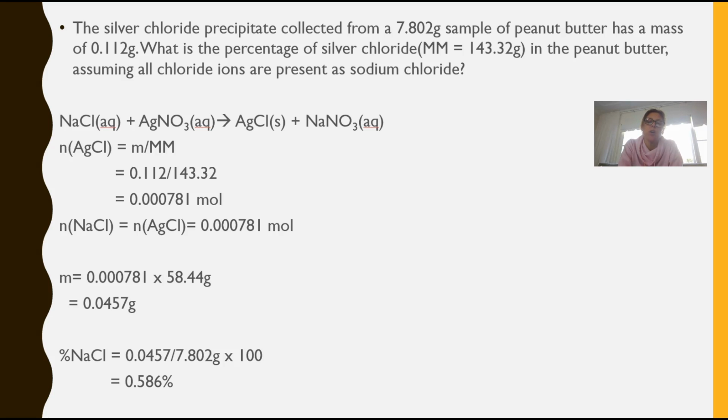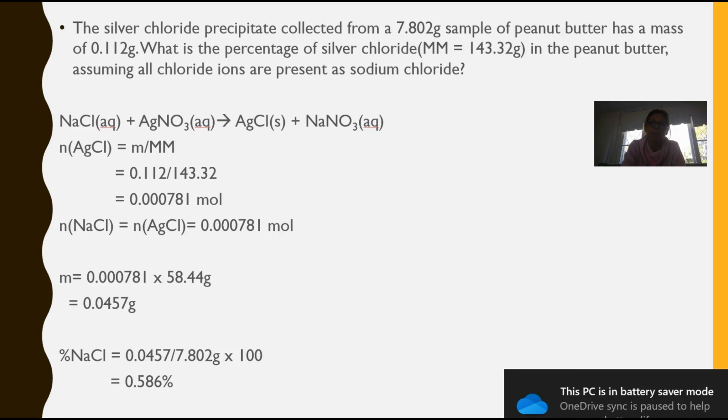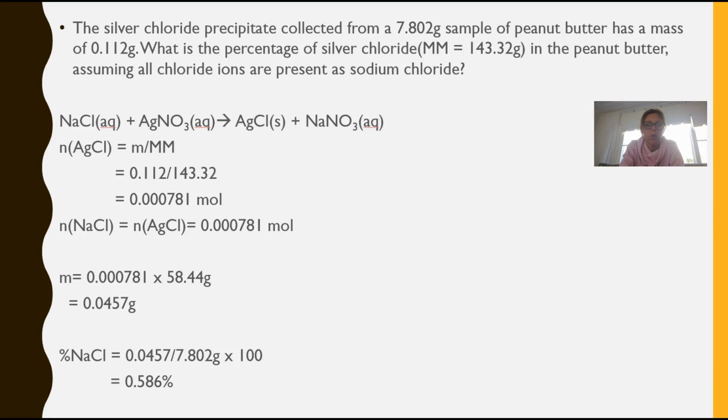So we're wanting to know how many moles of silver chloride. We've done the precipitation reaction, how many moles? Well, we've been told that there is 0.112 grams of silver chloride of the precipitate that we've got, and its molar mass is 143.32. So looking at that there, we have got 0.000781 moles of silver chloride that has been formed.